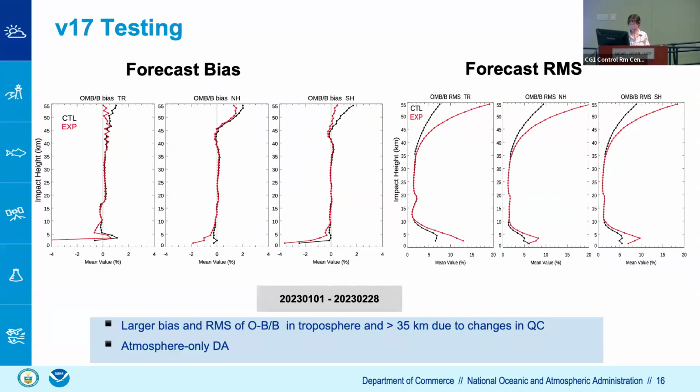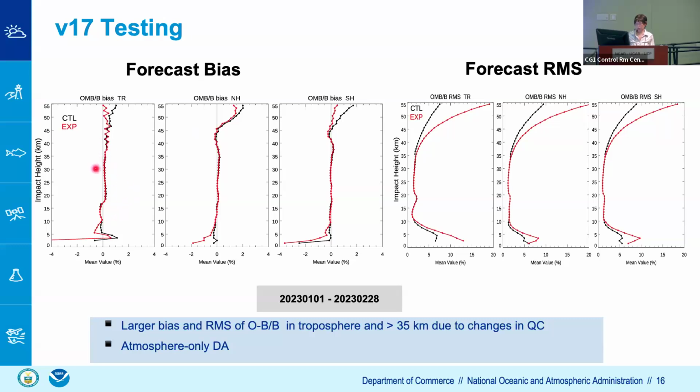Okay, so this is the result for the new ops error, new QC. On the left, this is the forecast bias, O minus B over B. And on the right, this is RMS for O minus B over B. The three panel plots, left to right, are divided into the tropics, Northern Hemisphere and the Southern Hemisphere. Black one is control and the red is the new ops error, new QC.